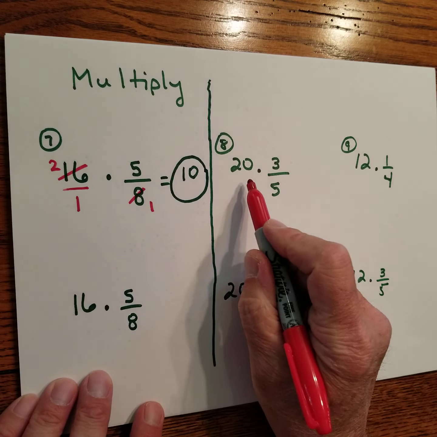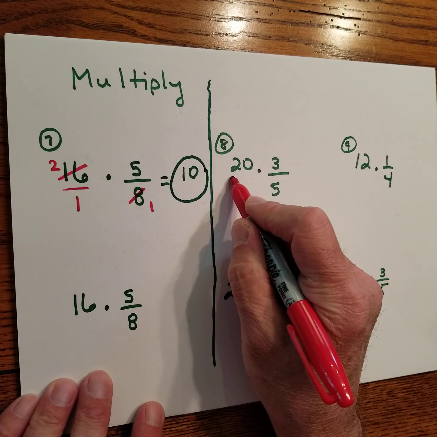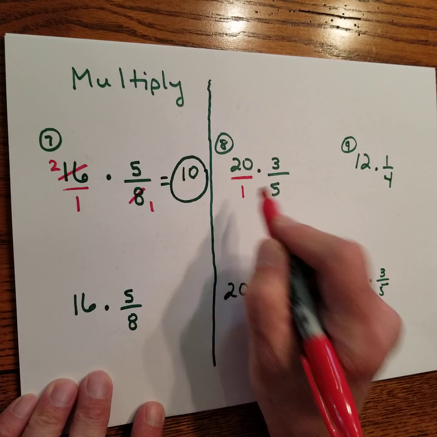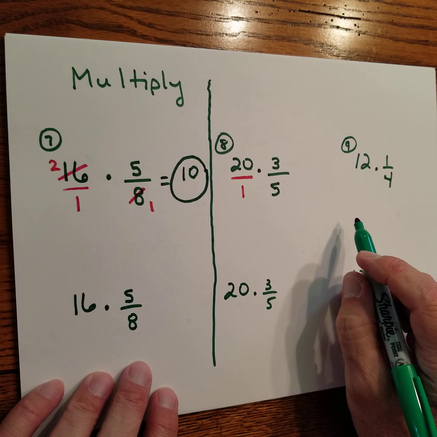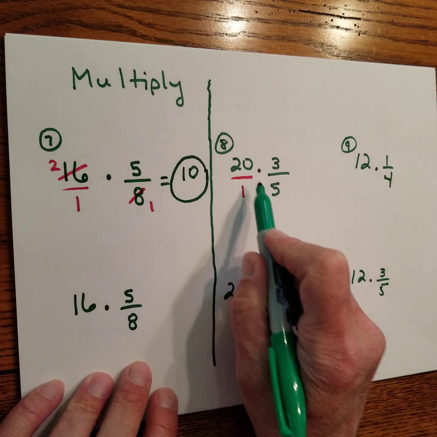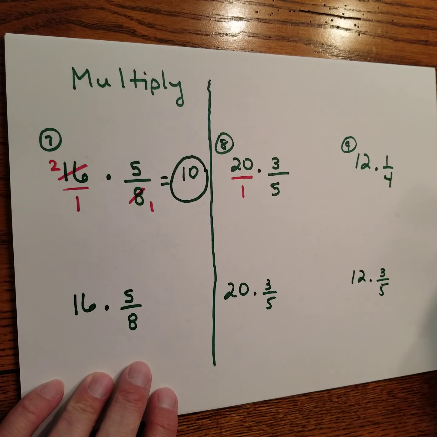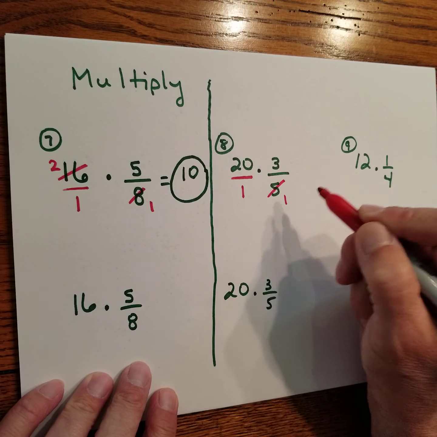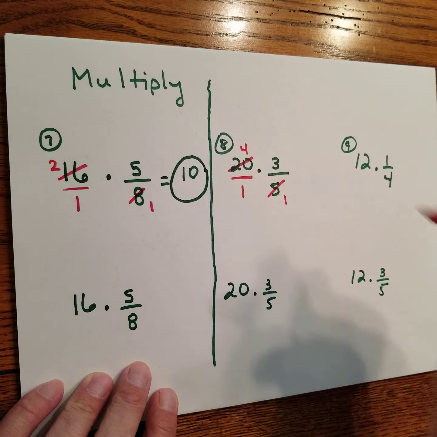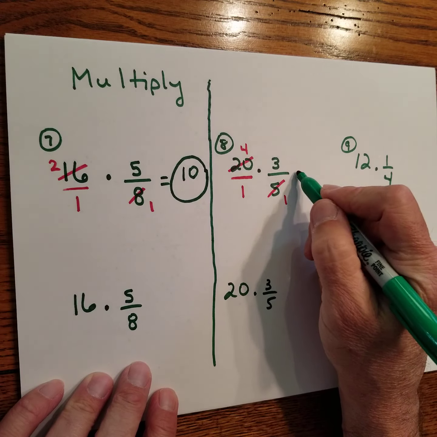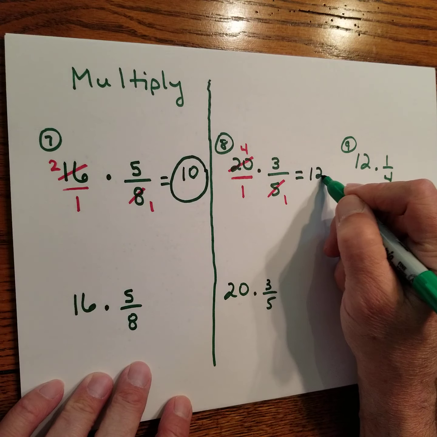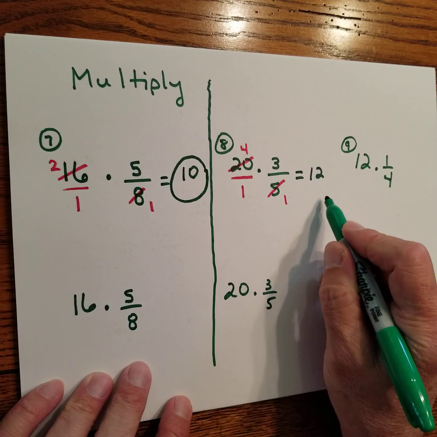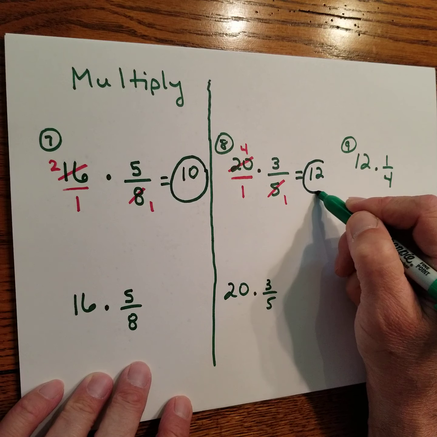I'm multiplying a whole number times a fraction. Let's make the whole number look like a fraction. Now try to reduce before you multiply. I'm noticing the 5 and the 20 are both divisible by 5. We'll divide by 5 and divide by 5. Now multiply 4 times 3, that's 12. 1 times 1 is 1. We don't bother writing the 1 in the denominator.